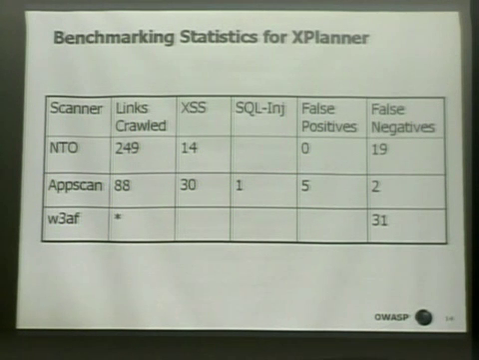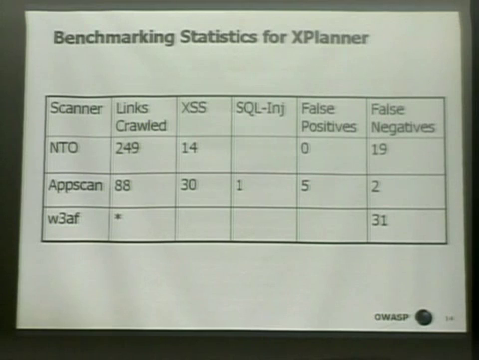XSS found 30, SQL injection 1, false positives 5, false negatives 2 for AppScan. NTO 14, SQL injection none. No false positives though on this one. That was interesting. And false negatives 19. The reason I put a star on W3F for links crawled is because W3F can't automatically crawl JavaScript and Flash, Flex. You have to do all that manually. So you have to manually crawl the application, and then based on that, it's able to process the JavaScript. It's a little strange, but that's how it works.